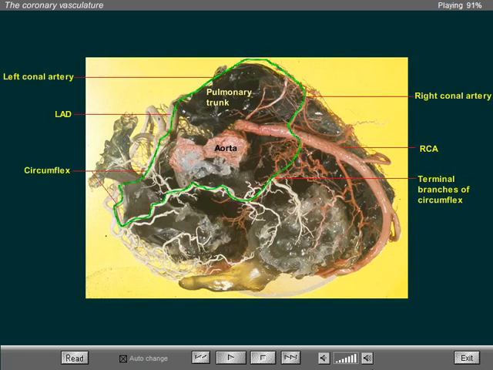Again, surrounding the aorta, wrapping around the root of the aorta and of the pulmonary trunk, is the circle of Vieussens, of arteries coming from the two systems, connecting ventral to the aorta and dorsal to the aorta.